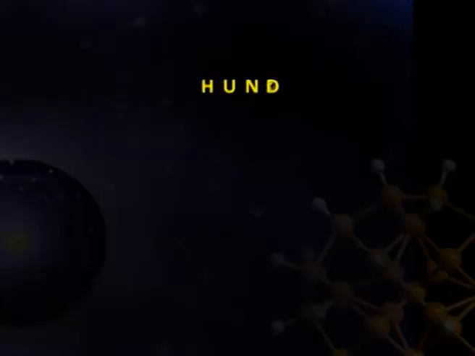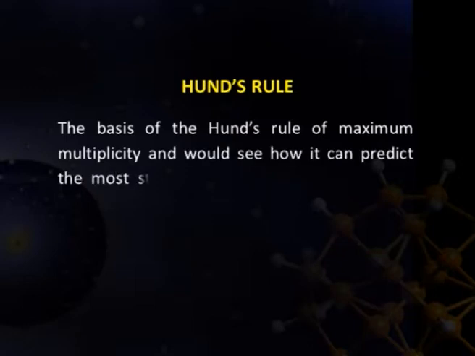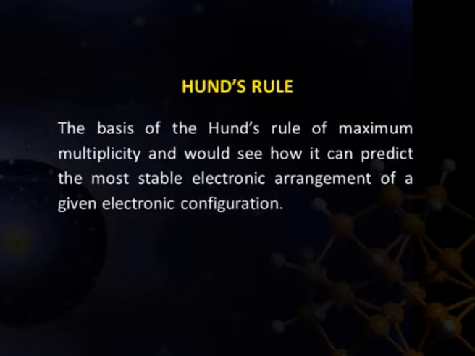Now, I am going to discuss Hund's rule of maximum multiplicity, and we will see how it can predict the most stable electronic arrangement of a given electronic configuration.